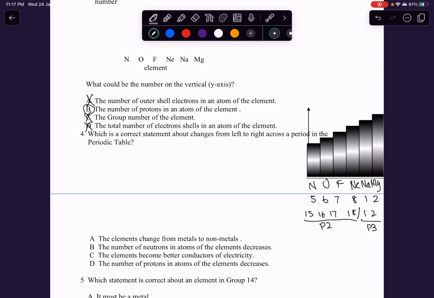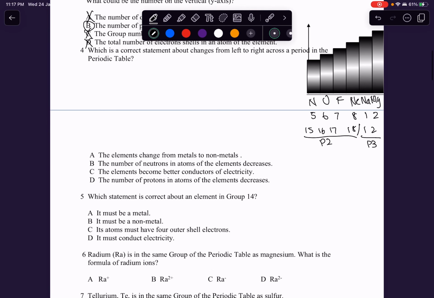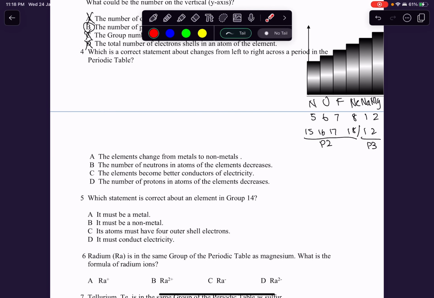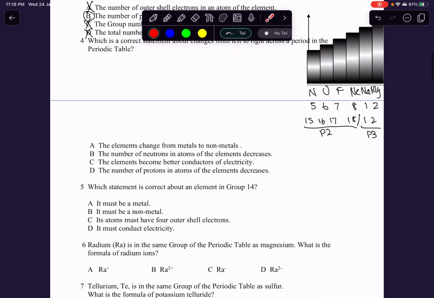Question 4, which statement about the changes from left to right across a period is correct? Okay, A.